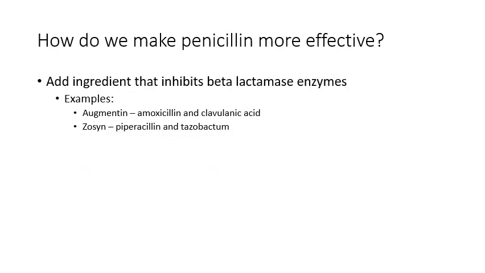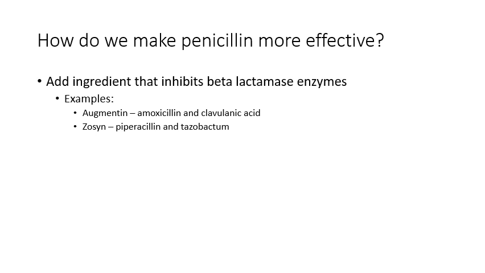Right. So making penicillin more effective: since penicillin was the earliest antibiotic, bacteria have had a really long time to evolve resistance to it. And one of the things that bacteria do to resist penicillin is they develop an enzyme called beta-lactamase. And this beta-lactamase actually destroys the beta-lactam ring of the penicillin.